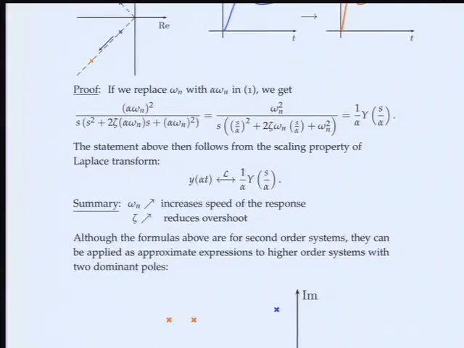If I want a faster response in general, I need to select my omega n, which is the distance of the complex conjugate poles from the origin, to be larger. So this is an important thing you should remember. If the poles are far away into the left half plane, they are far away from the origin, that means you get a faster response. Okay? The distance from the origin essentially is a time factor.